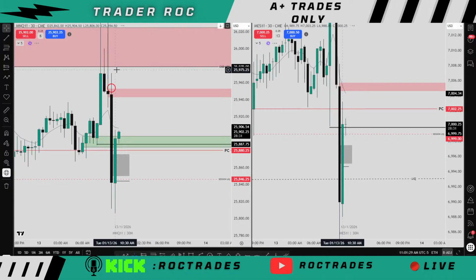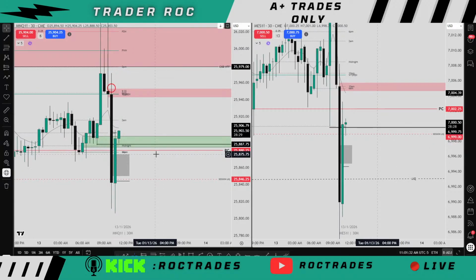We have a new 30-minute candle opening right now. We have a bearish gap right here. We have a 30-minute EMA. So it's almost guaranteed that we're going to see some rejection first before this can continue.